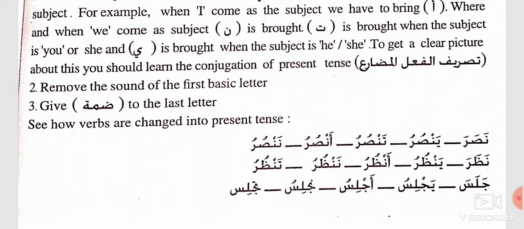Nasara has the basic letters, and we need to remove the sound of the first basic letter. What is the first basic letter? That is na. And the sound, what? Fatah is the sound. So just remove the fatah and it will be n. Look at yansuru, the basic sound is removed. That is the second step. Then the third step is to give damma to the last letter. That is also clear in yansuru. Ra is the last basic letter of nasara, and it is changed as ru. Fatah is changed into damma. So it would be yansuru.